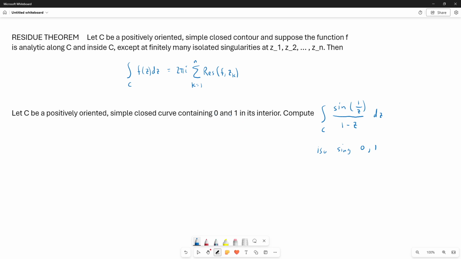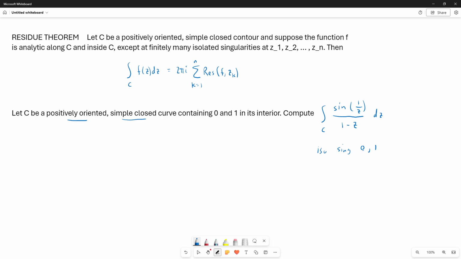So we have isolated singularities in the interior of our positively oriented simple closed curve. So the residue theorem says if we're trying to calculate the integral of a function which is analytic except for at isolated singularities, then that integral, over a positively oriented simple closed contour, just as we have in the problem, is equal to 2 pi i times the sum of the residues.